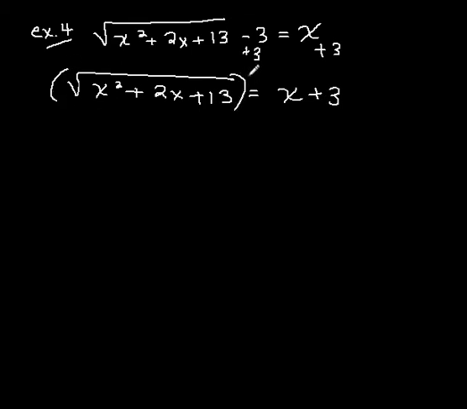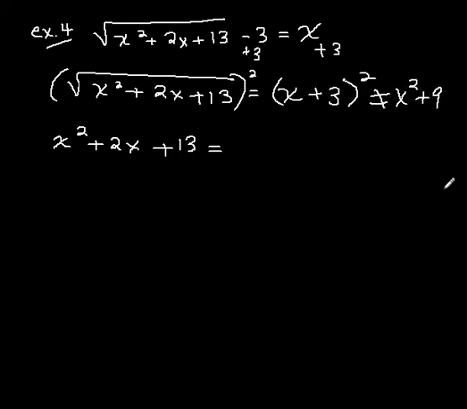So square that side. Make sure you square everybody over here. These guys are all free. X squared plus 2x plus 13 are free terms. On this side we have a binomial squared. The last thing you want to do is do x squared plus 9. Bad, bad, bad. This is x plus 3 times x plus 3.